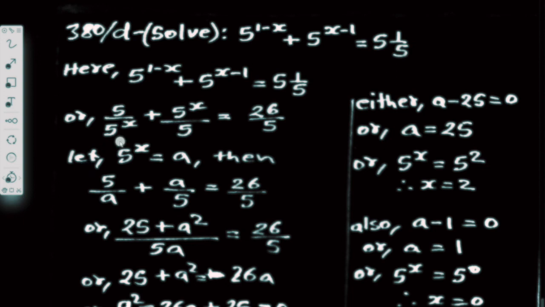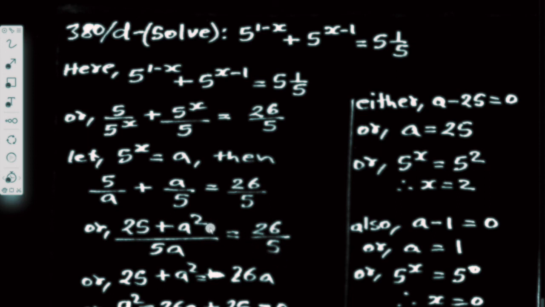To make our calculation easy and simple, here replace this 5 power x as a. Let 5 power x equal a. After placing 5 power x as a, the equation becomes 5 by a plus a by 5 equal 26 by 5. Now LCM is taken, here the LCM comes 5a. If the LCM is 5a, this 5 should be multiplied with this 5, it means 5 into 5, 25, and this a should be multiplied with this a, so a square by 5a equal 26 by 5.